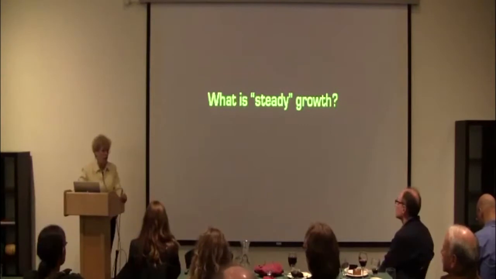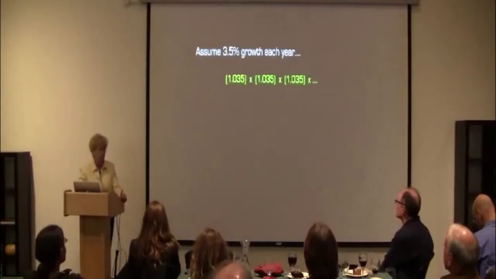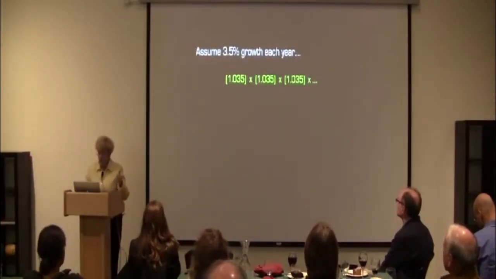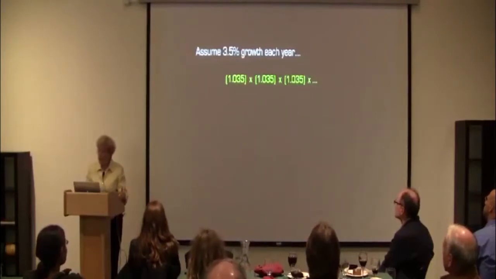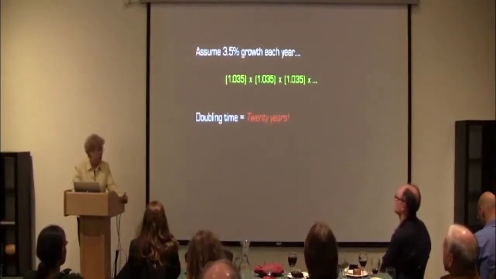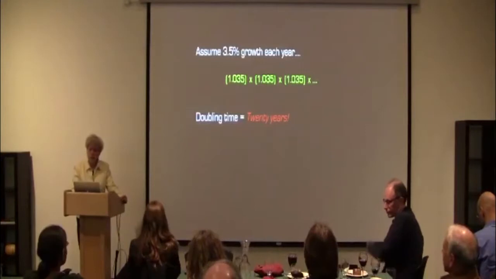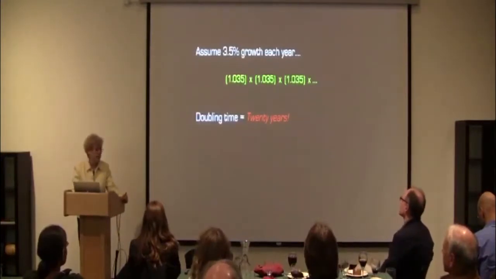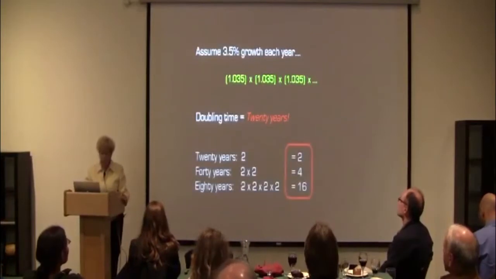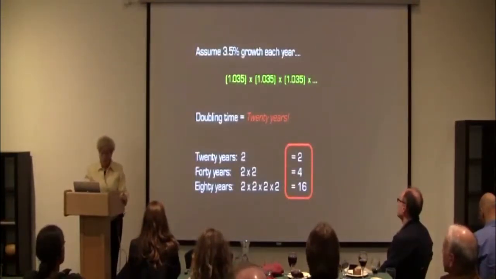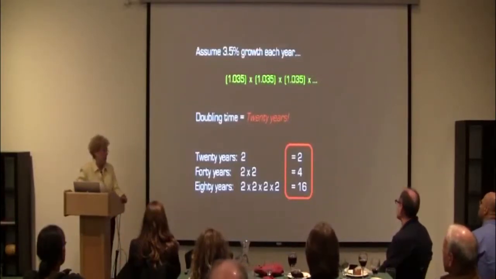Now, you all know that if something is growing at 3.5% per year, it is growing exponentially. That's not a steady state. So let's investigate that. Assume a 3.5% growth rate every year. How long does it take for something like that to double? Well, it takes 20 years. Sounds good. After 20 years, your economy is twice as big, twice as much stuff. What's to complain about? 40 years, you got 4 times as much stuff. Human lifetime, 80 years, 16 times as much stuff.